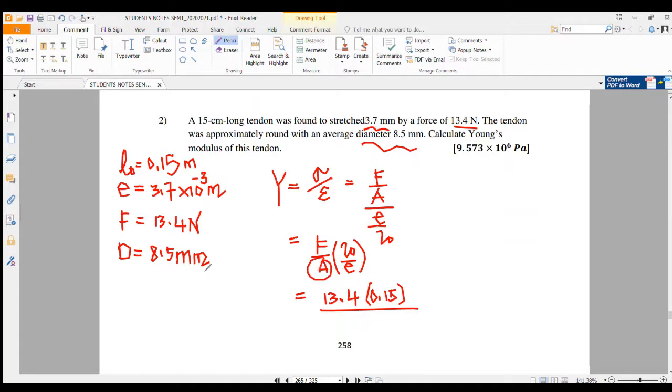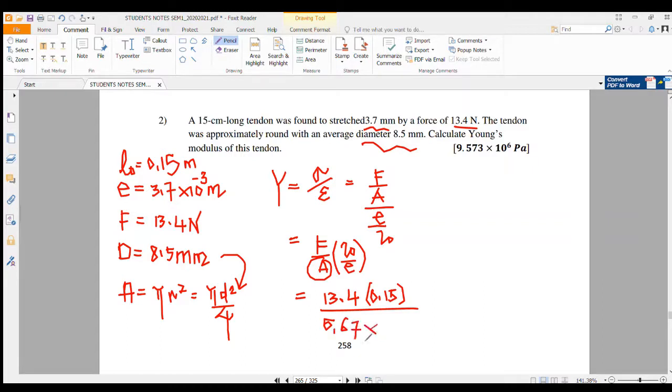We don't have area, but we have a diameter, where the area is equal to pi r squared, or pi d squared over 4. So you substitute the values inside, and you will get the answer for the area. You try to substitute.